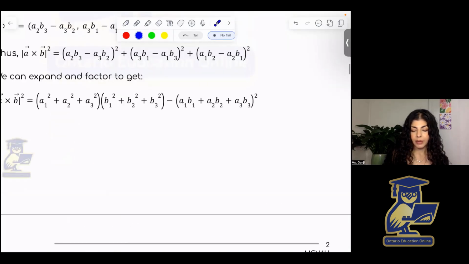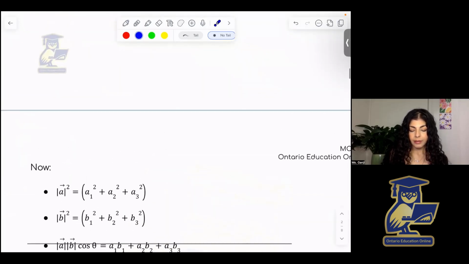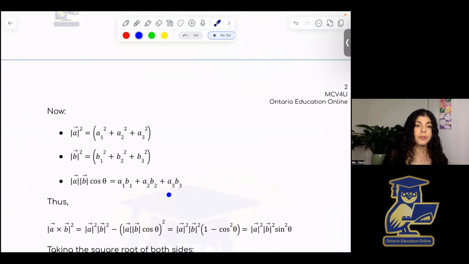And this value here, which is a1b1 plus a2b2 plus a3b3, squared, so actually just the value inside without the squared, was from the dot product, right? That is the algebraic form of the dot product, or the dot product for algebraic vectors, which was the first two terms multiplied, plus the second two terms, plus the third terms, and all of that added together. So this was the dot product itself, which is the magnitude of A times the magnitude of B cosine of theta.